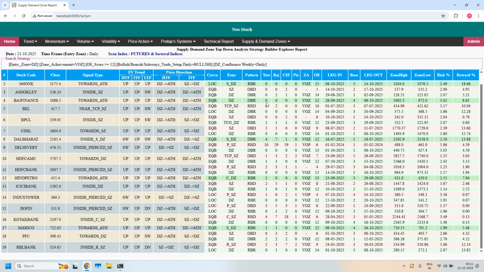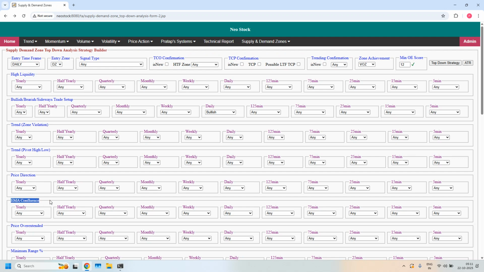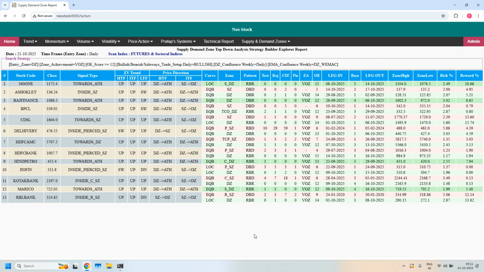In all the 19 stocks, the daily demand zones overlap with weekly demand zones. Also the weekly trend, the ITF trend, is an uptrend in all the stocks. So let us apply the second filter, that is a weekly demand zone having weekly EMA confluence, because the weekly trend is an uptrend in all the stocks. Now we got 13 stocks.